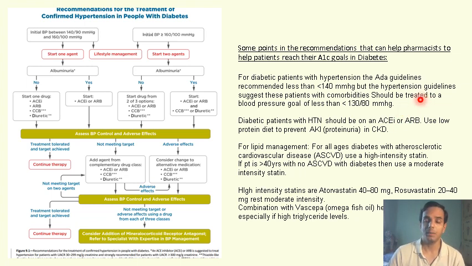So the ADA, American Diabetes Association, still has the old hypertension goal of 140/90, but the new hypertension guidelines for people with risk factors or CV events suggest going with a more stringent, less than 130/80 blood pressure control. Either way, diabetic patients with hypertension should be on an ACE inhibitor or ARB due to the benefit to the kidney.